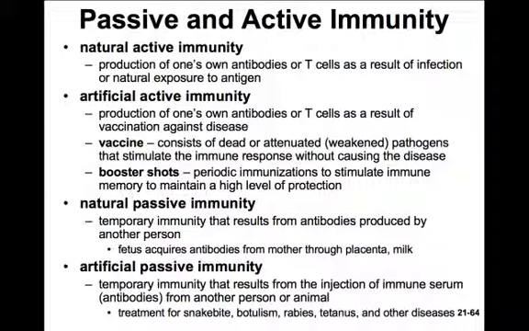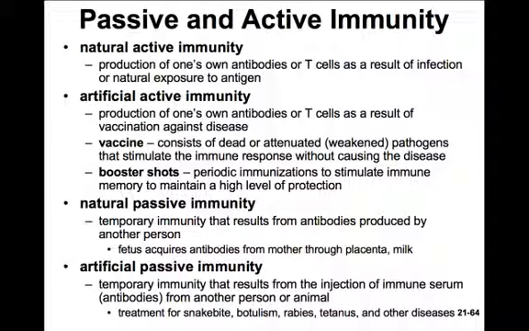Then we have natural passive immunity. This is where we have temporary immunity that results from antibodies that are produced by another person. This happens really only when a fetus acquires antibodies from the mother through placenta and drinking of breast milk. This natural passive immunity is why it's so important for mothers to breastfeed, to pass on immunity that her cells have experienced in life to her fetus.